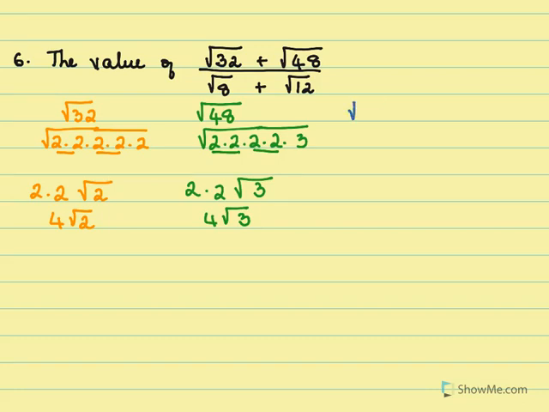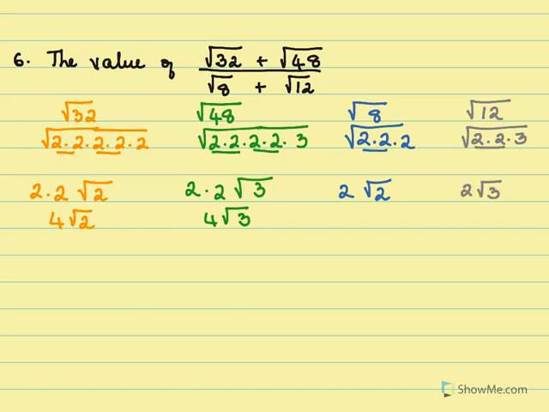Next I need to do under root 8. And under root 8 is quite simple. 8 is 2, 2 and 2. For every 2, 1 comes out. So we have under root 8 is 2 root 2. Then the last is under root 12. And under root 12, 12 is 2 into 2 into 3. You have to do short division and find out. So this will be 2 under root 3.